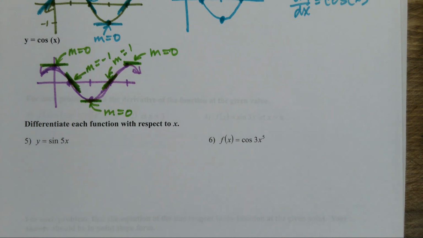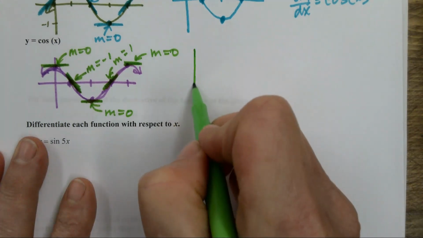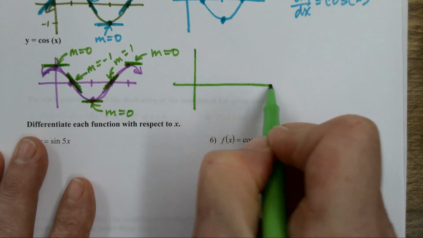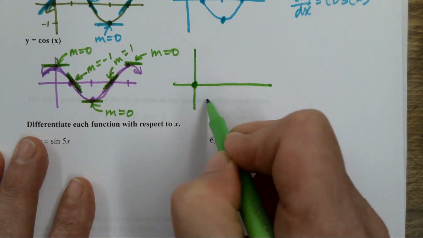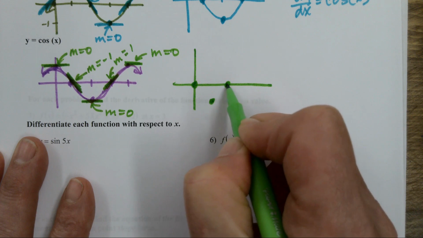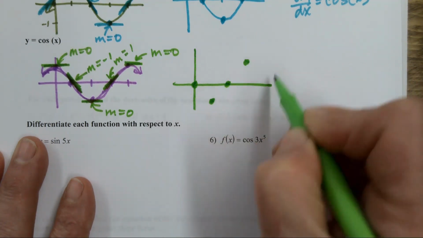All I'm doing again is approximating the slope, because that's what a derivative is. The derivative is the slope of the tangent line. If I figure out the slope of the tangent line, I can get approximate values on a graph. So here I go. It started with 0, went to -1, back to 0, up to +1, back to 0.